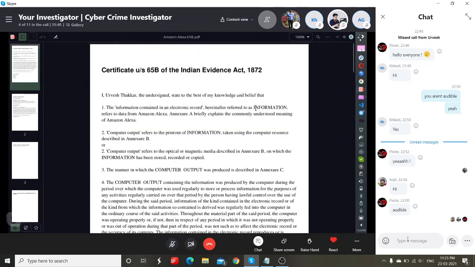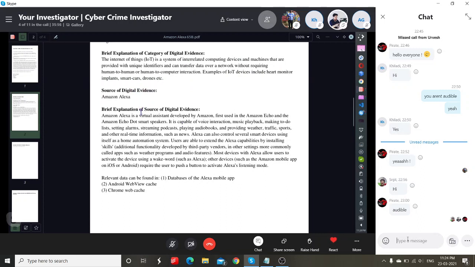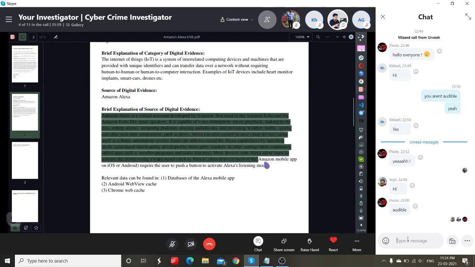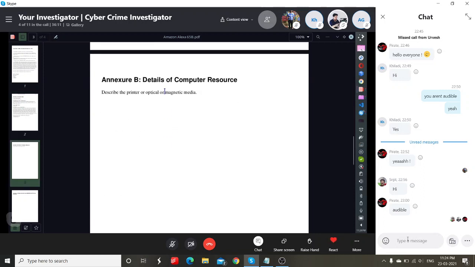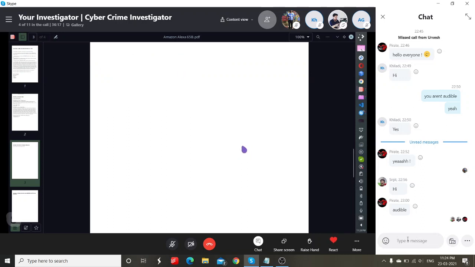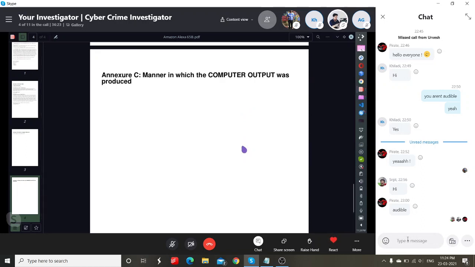Then, as stated in Annexure A, what is Amazon Alexa? A brief about it. Category of the digital evidence from IoT devices, with a brief explanation of the category. Then, what is the Internet of Things? Source of digital evidence: Amazon Alexa, with a brief explanation. Relevant data can be found in databases of the Alexa mobile app, Android WebView cache, and Chrome web cache. Annexure B contains the details of the computer resource described in the printout or the optical or magnetic media. Here, if applicable, you have to provide the hash values and all. And C, the manner in which the computer output was produced.